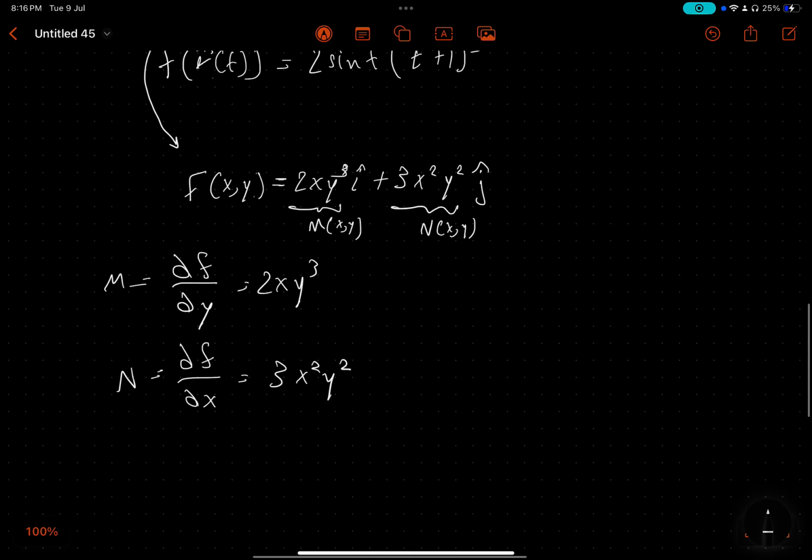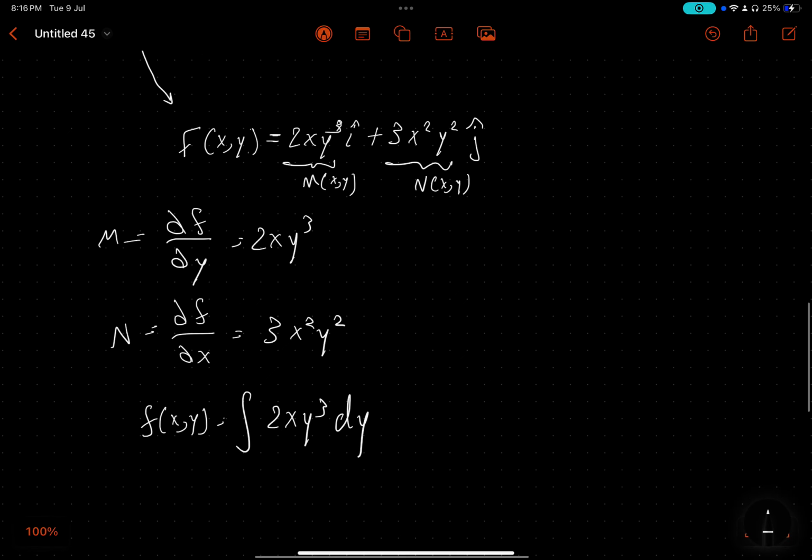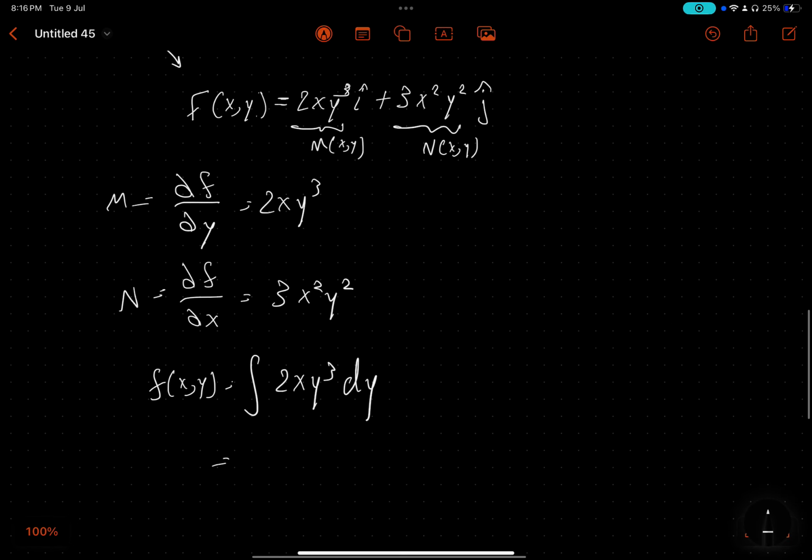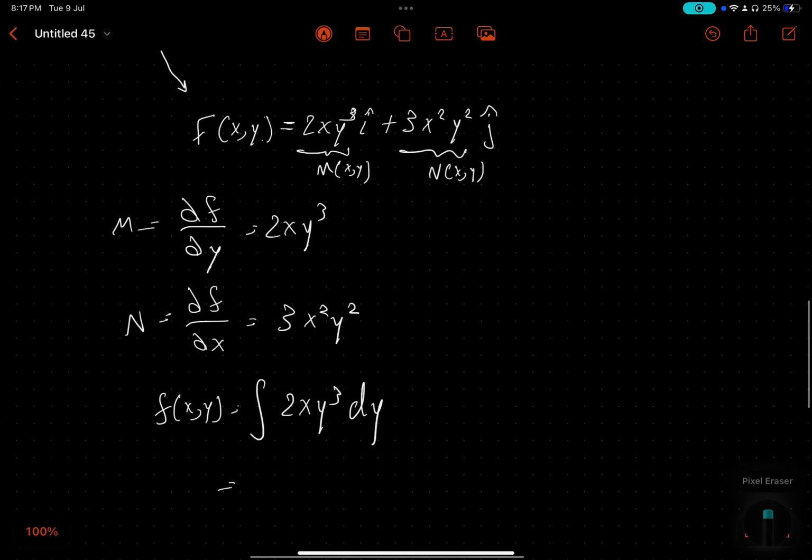Okay, so now f is going to equal the integral of 2xy cubed with respect to y, and so this is going to be just, is it with respect to y or x? I think this is the opposite.